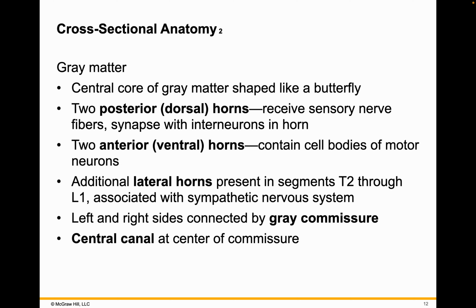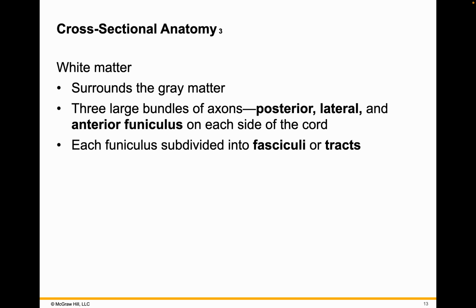The gray matter has a central core shaped like a butterfly with two posterior horns, the dorsal horns, receiving sensory fibers that synapse with interneurons in the horn. The two anterior horns, or ventral horns, contain cell bodies of the motor neurons. There are lateral horns in segments T2 through L1. They are associated with the sympathetic nervous system. The left and right sides are connected by the gray commissure, and there is a central canal at the center of that commissure. White matter surrounds the gray matter.